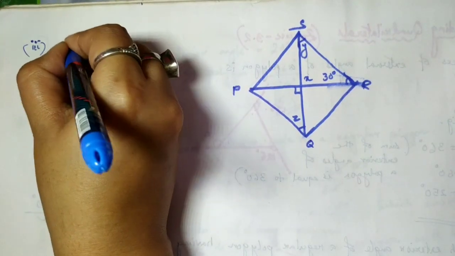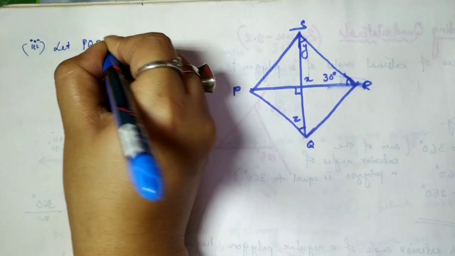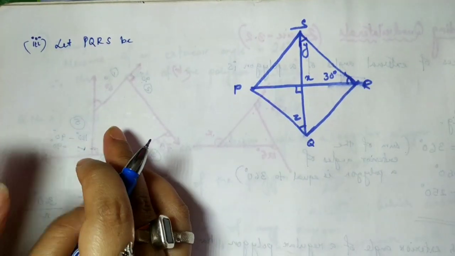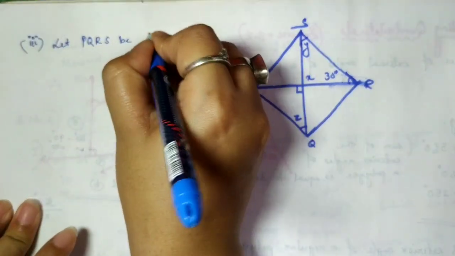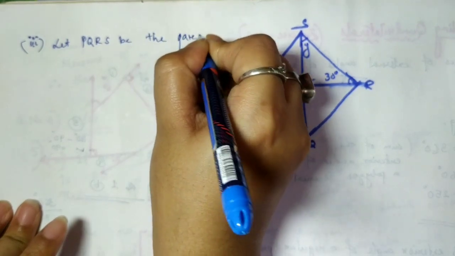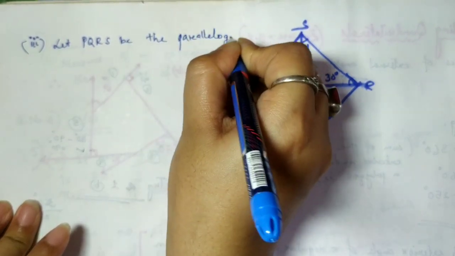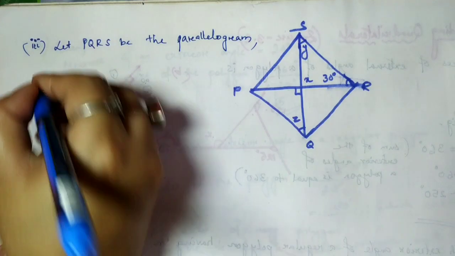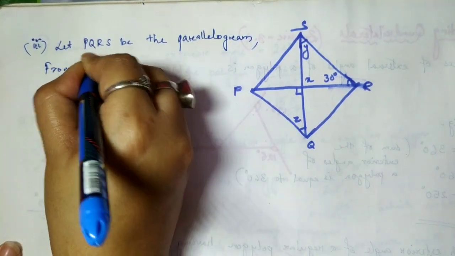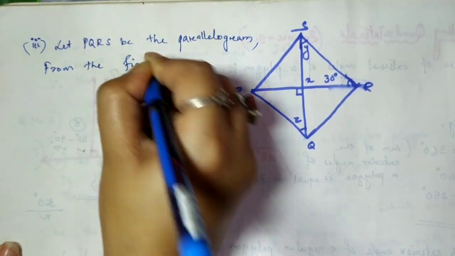So can I write, let PQRS be the parallelogram, because we are naming it, given it is a parallelogram. So we'll write it this way. Then we'll use the figure, right? So from the figure, let's see which we can find out first.